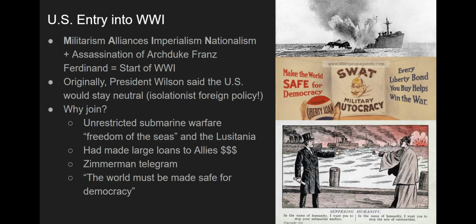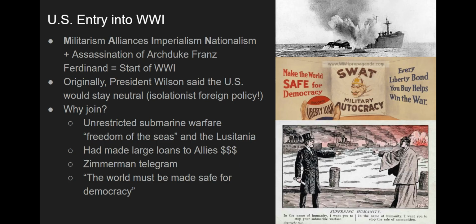The Zimmerman telegram that comes up on the Regents sometimes, this was a telegram that apparently was sent from Germany to Mexico, saying that if the United States joins the war, Mexico should invade the United States, and then Germany would help give back land to Mexico. So this is outrageous. The public finds out about this and gets very upset.